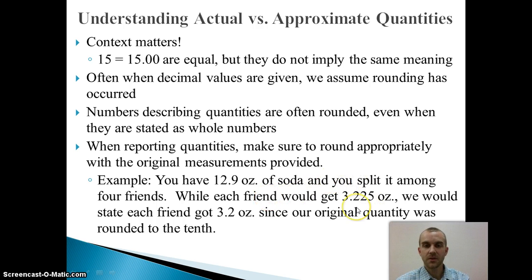So if I divide that by 4, I'd get 3 and 225 thousandths. Well, I can't state that because my original was an approximate, so I can only go as many place values as my original value. In this case, it can only go to the 10th. So I'm going to round to my 10th place, and I'd say that each friend got 3 and 2/10 ounces.